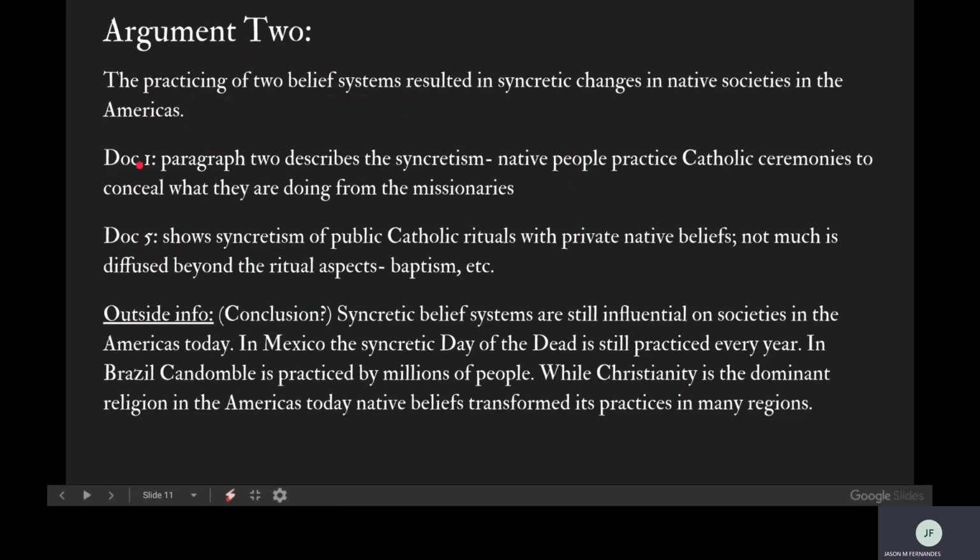Document 1, this is where you get into paragraph 2 there, and we see the syncretism, right? They're talking about it in this manual, right? Talking about practicing Catholic ceremonies to conceal what they're doing from the missionaries.